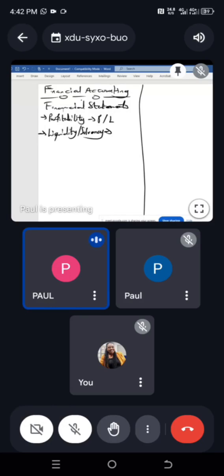That's whether the business can pay its debts as and when it falls due. So here we use the income statement to show profitability. We use the statement of financial position to show liquidity or solvency. Then we have the cash flow position. This is IAS 7, statement of cash flows.